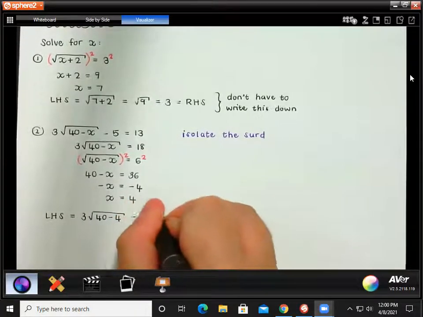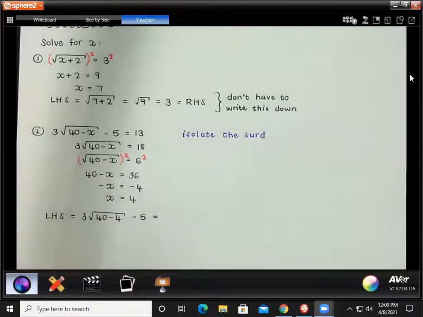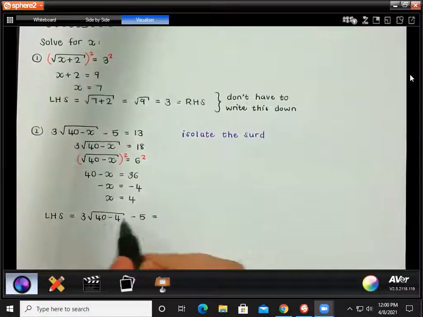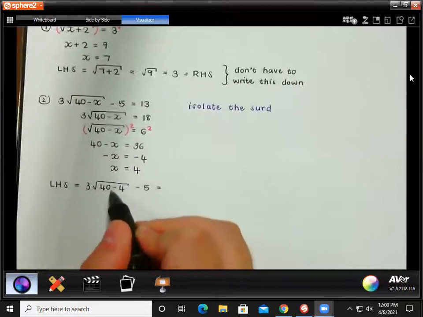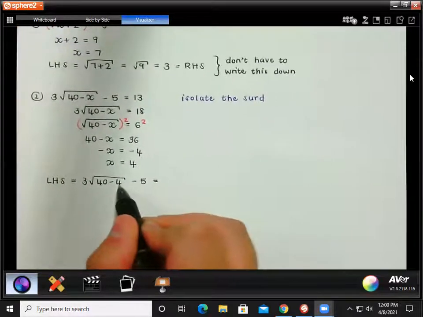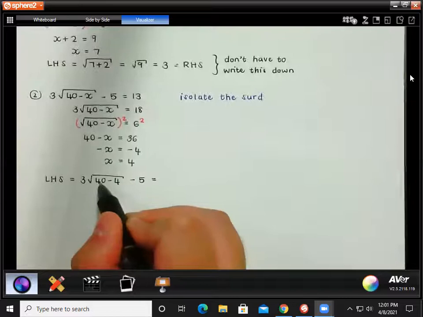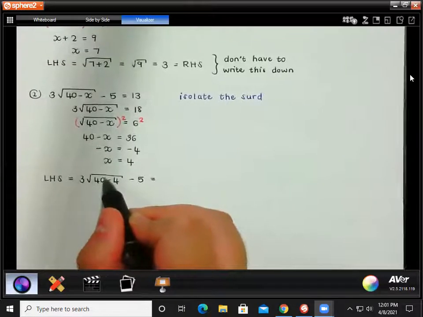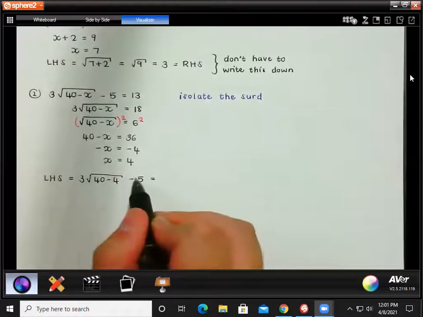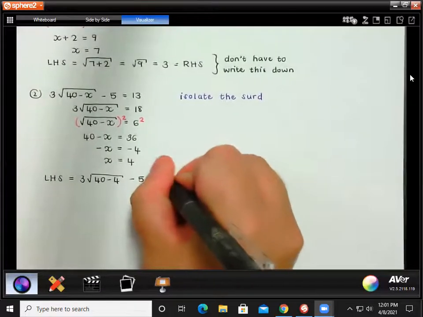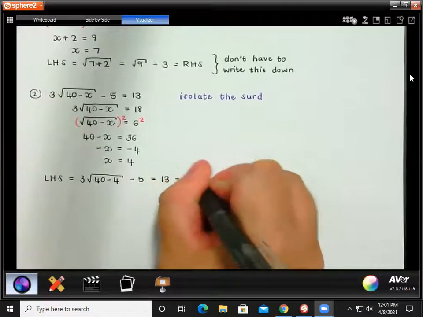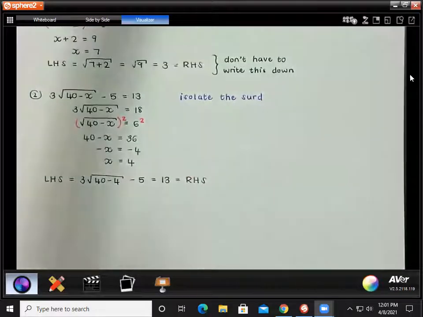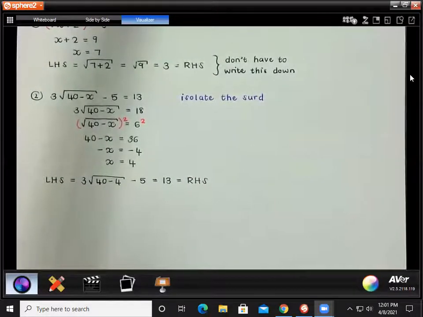minus 5. And guys, obviously, you could also just use your calculator to type that in, or you can do it in your head. So in the surd, we have 40 minus 4, which is what? 36. And what's the square root of 36? 6. So it's 3 times 6, which is 18, minus 5, which is 13. And that is, in fact, what we have on the right. So is x equals 4 a valid answer? Yes, because it does make the original equation true.